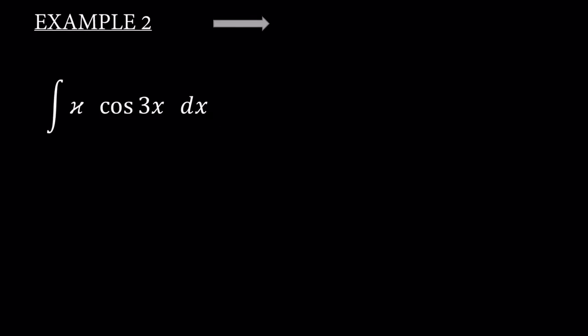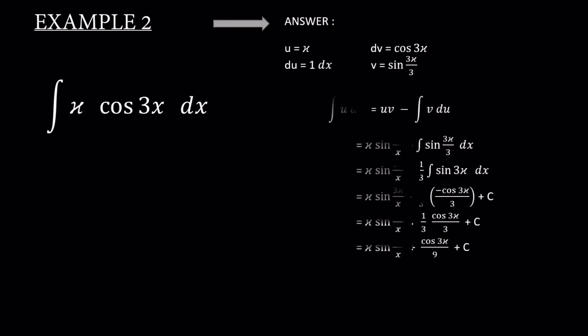Next example is integral x cos 3x dx. Like I said, we need to find the values of u, du, dv, v first. So u equals x, du equals 1 dx, dv equals cos 3x, v equals sin 3x over 3. After that, we must enter the information into the formula given and integrate the v du equation. The last answer will be x sin 3x over 3 plus cos 3x over 9 plus c.